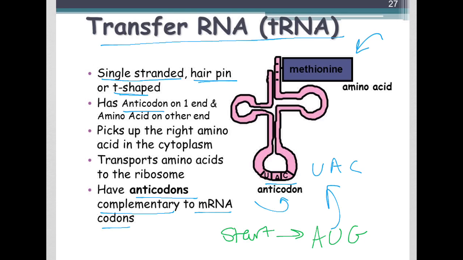So every single tRNA is specific based on its anticodon. It will actually pick up the correct amino acid that it should have. And seeing as we know AUG also codes for methionine, it makes sense that the tRNA with UAC on it has methionine attached. So it picks up a free-floating amino acid in the cytoplasm and transports those amino acids to the ribosomes.